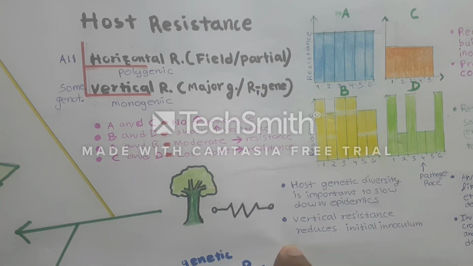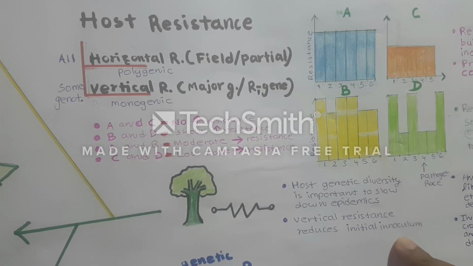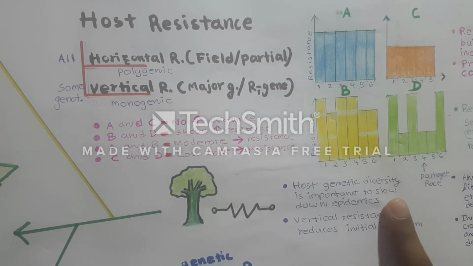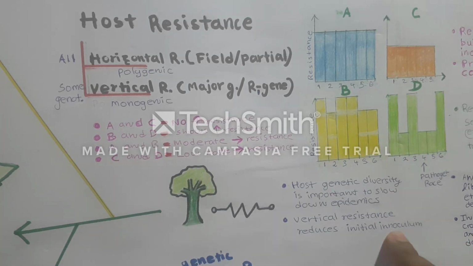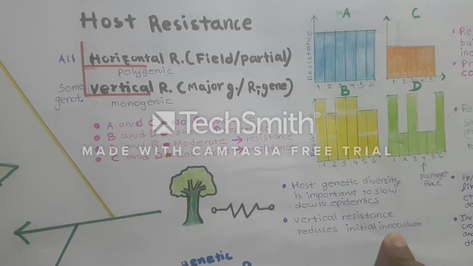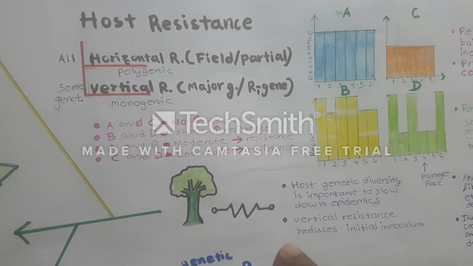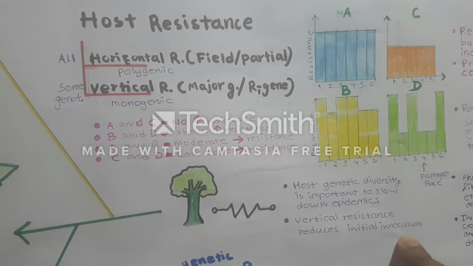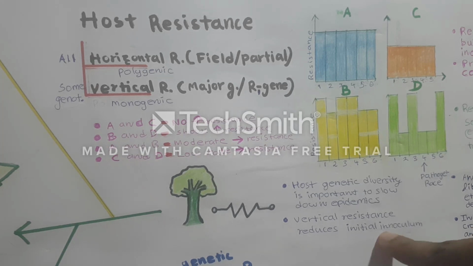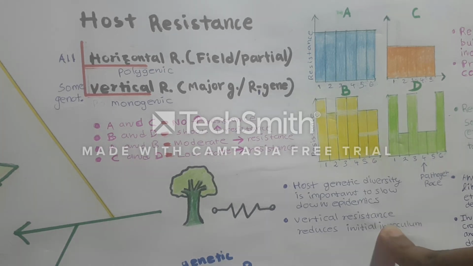Another point that we have to note is, you may ask how horizontal resistance differs from vertical resistance. If a plant can only attack a pathogen with only a certain type of gene, there must be a difference between horizontal resistance and vertical resistance. So there is a difference that we have to understand: vertical resistance reduces the initial amount of inoculum that's available. So that's an additional thing that is found in plants with vertical resistance.